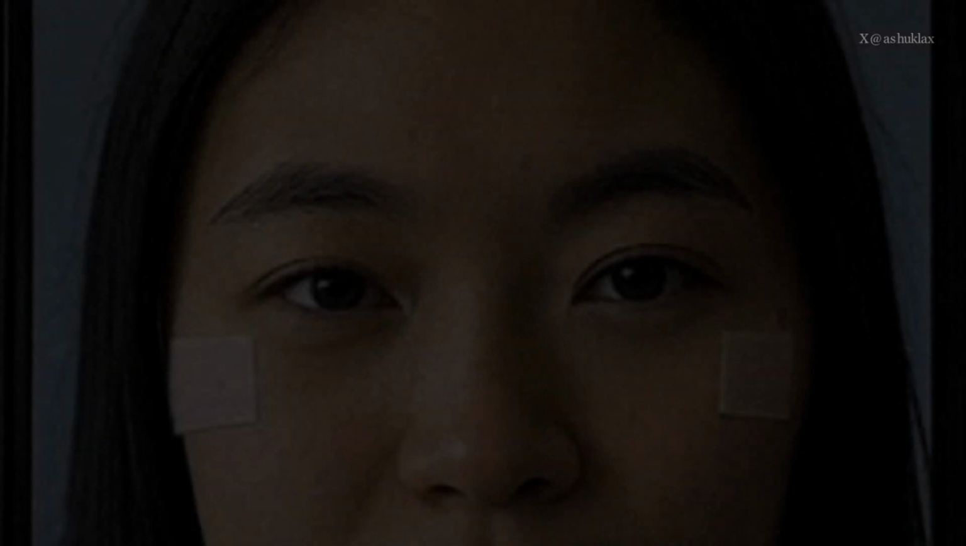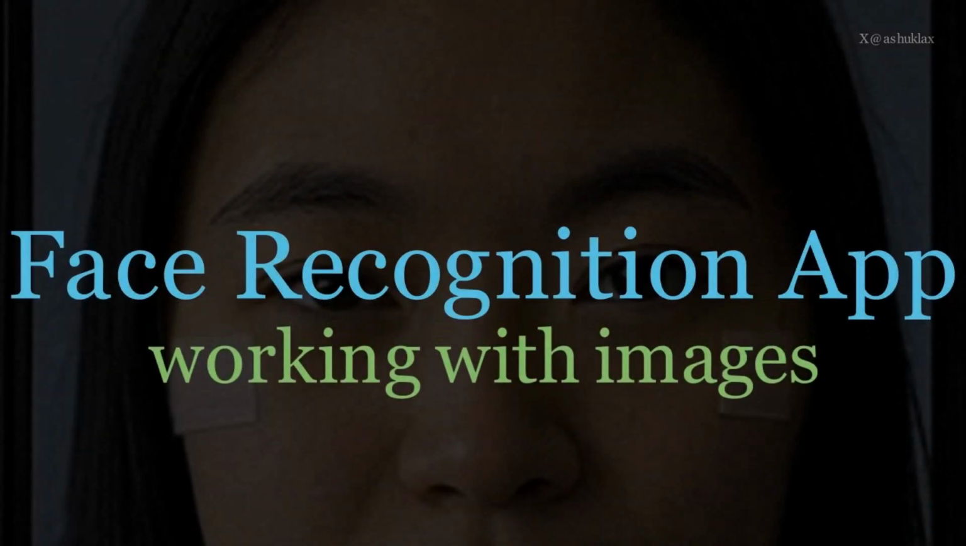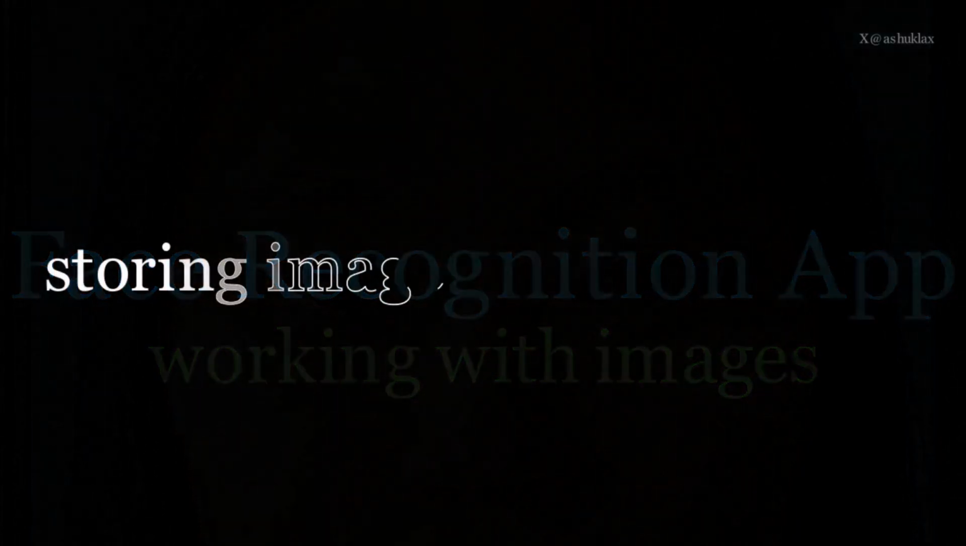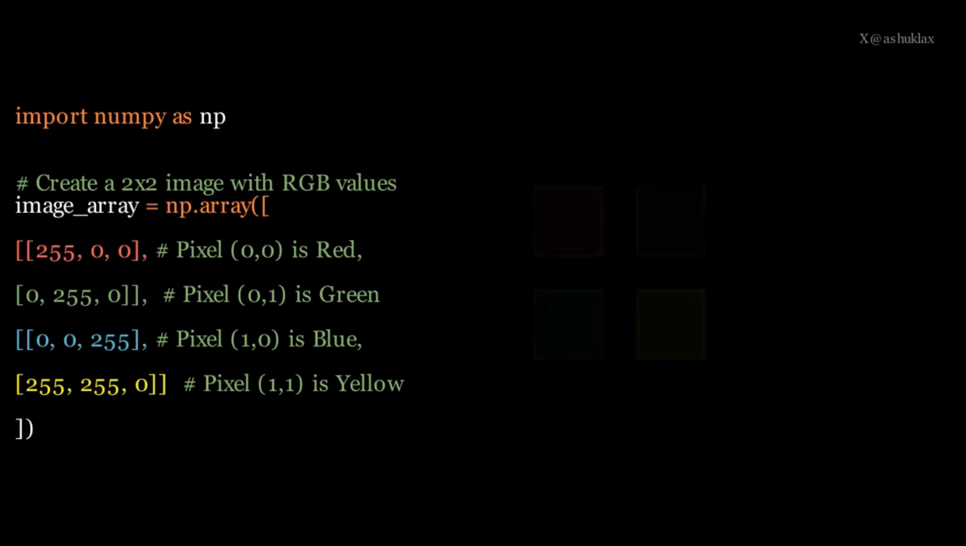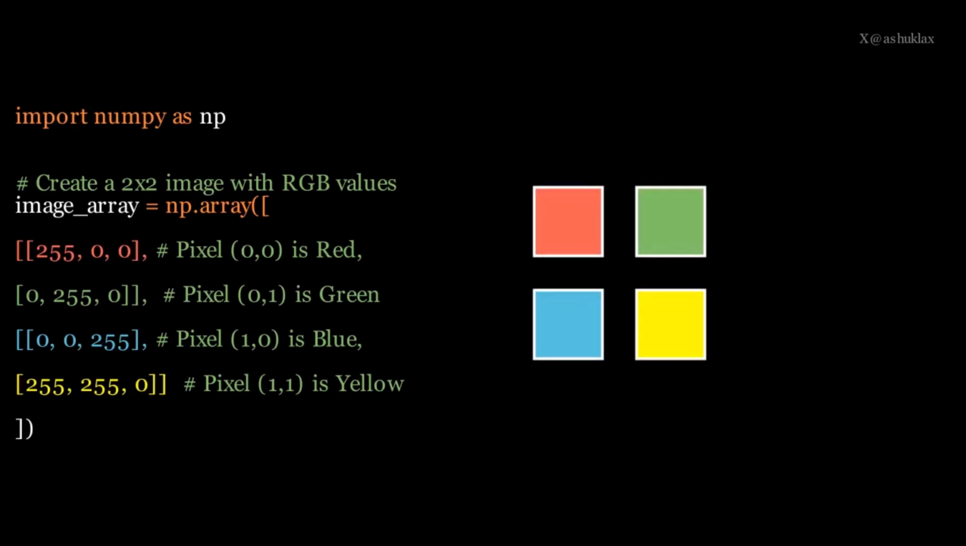Now, since we understand how to calculate Euclidean distance, let's work on a sample image. Let's start by understanding the basics of working with images. First, we'll look at a simple example of a tiny image. This is an example of a 2 by 2 pixel image. In reality, this image looks like this. Each pixel is a different color: red, green, blue, and yellow.